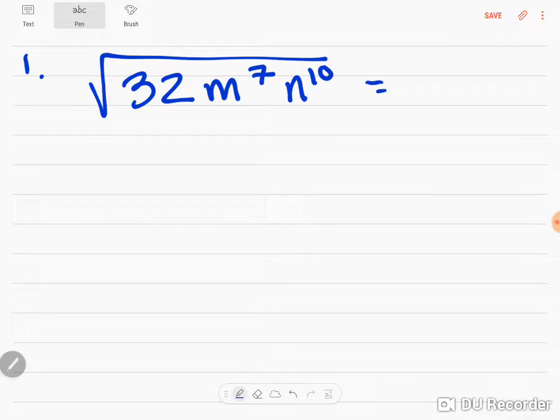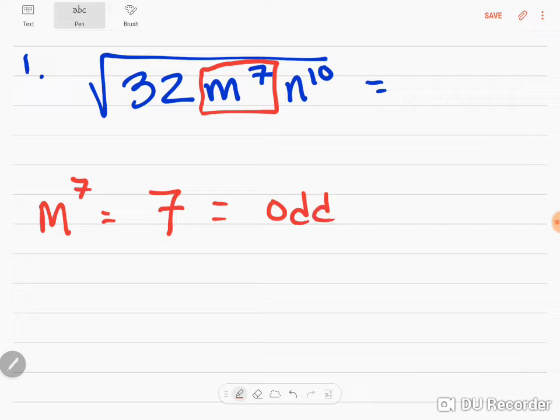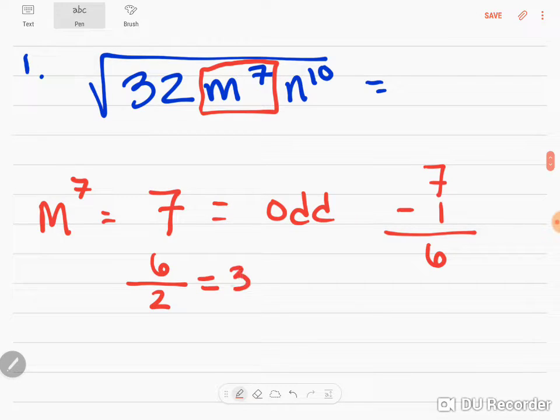All right, so the first thing that we're going to do is take out the variables. I'm going to take out the m first. I got m to the 7th. All right, so it's raised to the 7th power. That, my friend, is an odd number. And since it is an odd number, I know that one of the m's will stay in. So if I take 7 minus 1, I have 6. 6 divided by 2 is 3.